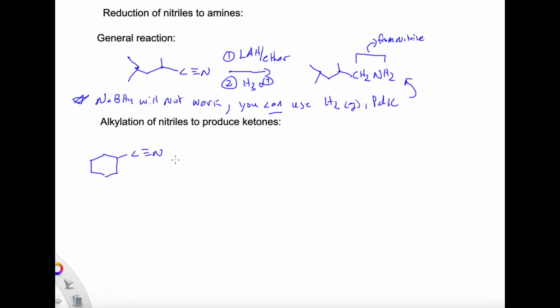What's going to happen is that we're going to treat this nitrile with a Grignard. So let's just put a generic Grignard up here. Of course, this is going to be done typically in ether. And then we're going to do an acidic workup. And so what we end up with is a ketone. So make sure that you take note of this and pay attention to this reaction because it's quite useful actually.